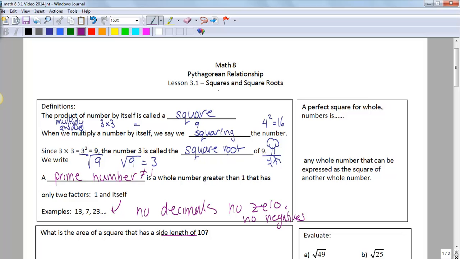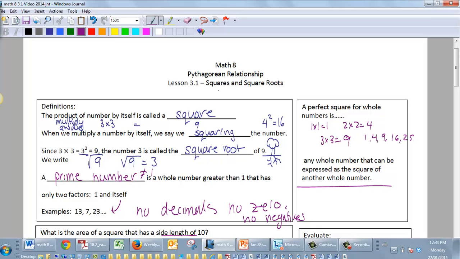A perfect square for a whole number could be something like 1 times 1 is 1. 1 is a perfect square. Or 2 times 2 is 4, 4 is a perfect square. 3 times 3 is 9. Those are the perfect squares: 1, 4, 9, 16, 25, off we go. So in words, any whole number that can be expressed as the square of another whole number.